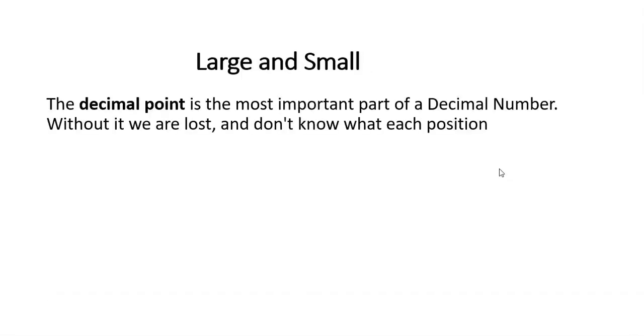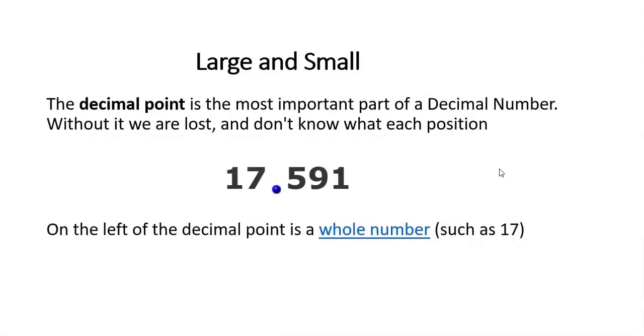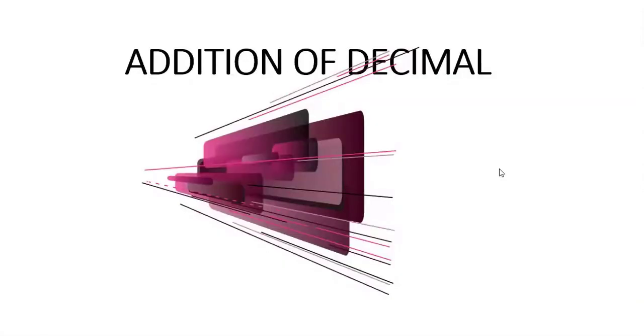We also discussed large numbers and small numbers, where I told you that the 17 is the whole number and the 0.591 is the decimal number. Don't forget that decimal numbers are not pronounced together as in the whole number. They are pronounced one digit after the other. Okay, so we are moving into addition of decimals. Today we're going to talk about how we add decimal numbers together.